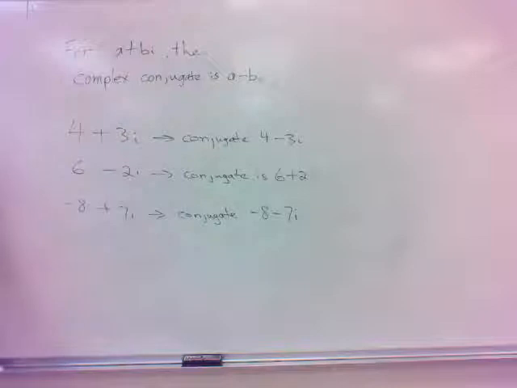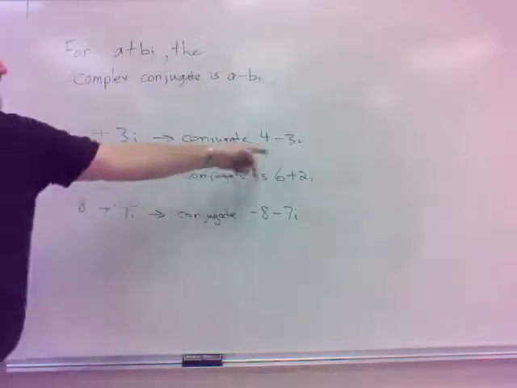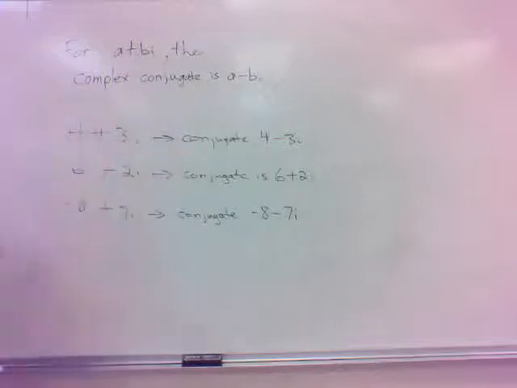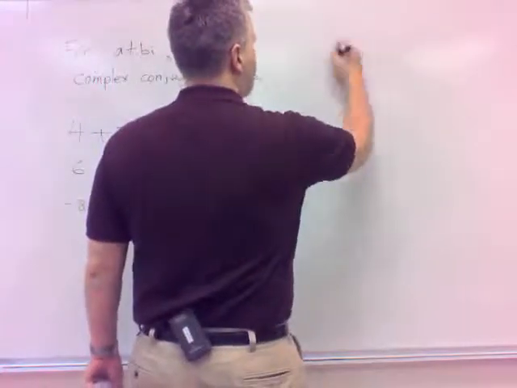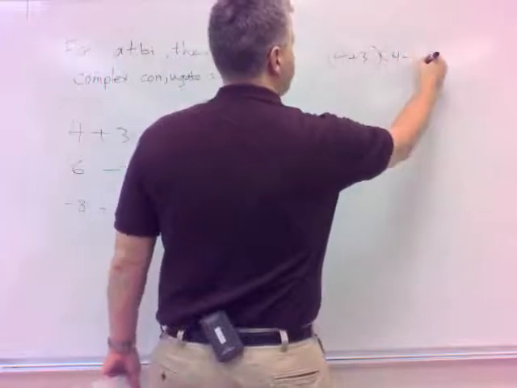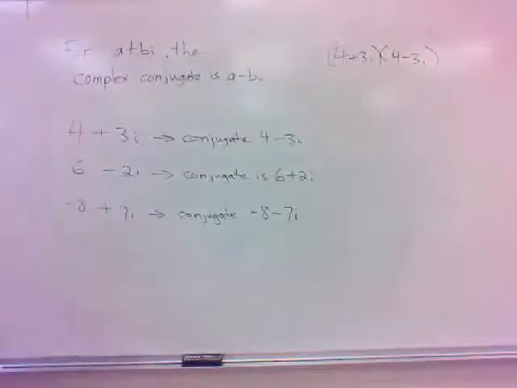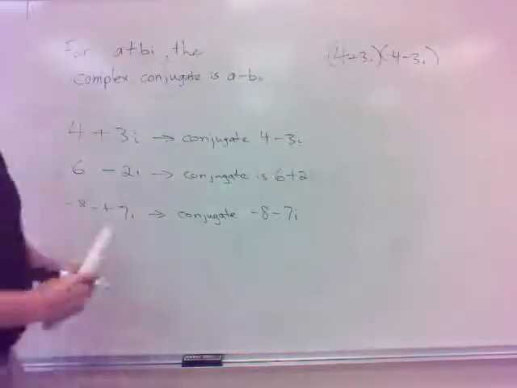Well, one thing I can mention about it is, let's notice what happens. Let's just use these two. What happens when I multiply conjugates? Something very nice happens when I multiply the conjugates, and I'm going to use that to my advantage with what we're going to do next. 4 plus 3i times its conjugate 4 minus 3i. Let's notice what happens. FOIL that out.